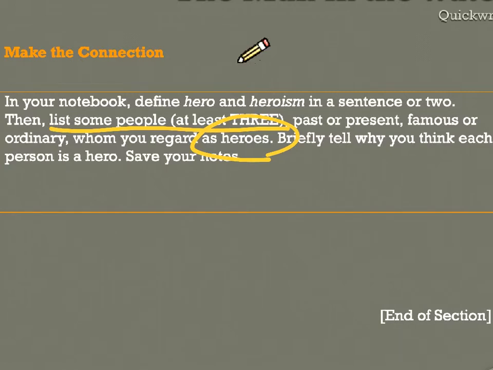Mia, what did you define? Hero or heroism? Hero. Okay, what was your definition for hero? Just somebody that risks their life to save someone. Okay, so risking your life to save someone else. Yes. Okay. Other definitions for hero?